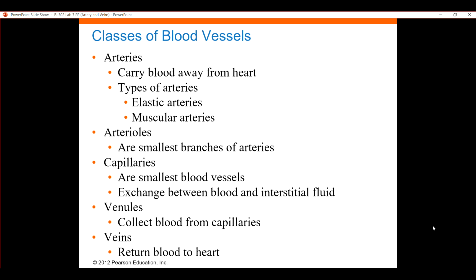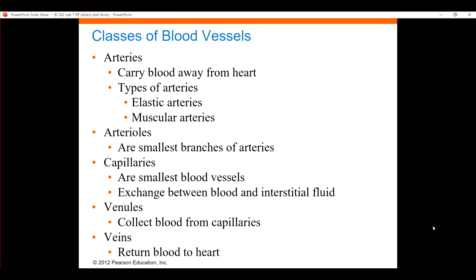Now, as the arteries get smaller and smaller and become even microscopic, we're going to change their name. We're going to call them arterioles. These are the smallest branches of arteries, right? They're going to bring the blood into what we call a capillary bed. And within the capillary bed are the smallest blood vessels that we call capillaries. So arterioles continue to bring the blood away from the heart, but into a capillary bed.